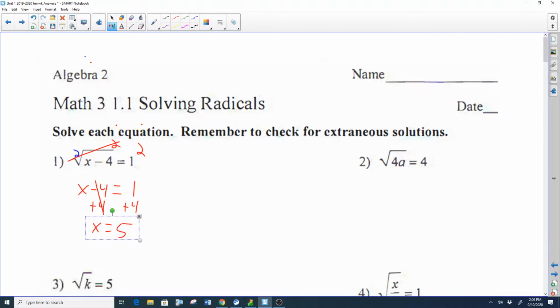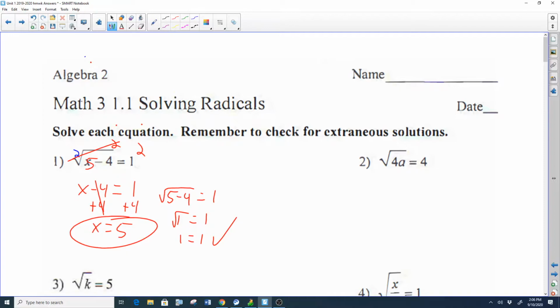Nailed it. And then you plug it back in to make sure it works. So we're going to plug a 5 in there. So 5 minus 4, and 5 minus 4 is just 1. And the square root of 1 is 1. So 1 equals 1, it works. So that's going to be our answer for number 1.